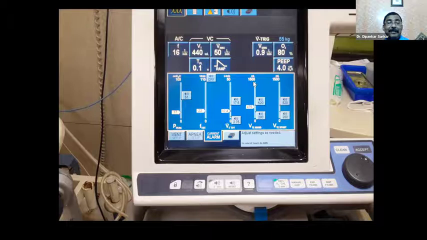One is how much you are giving with each breath and how much you are giving within a minute. So in a minute, how much volume you are giving is the minute volume, and with each breath, how much you are giving is the tidal volume.